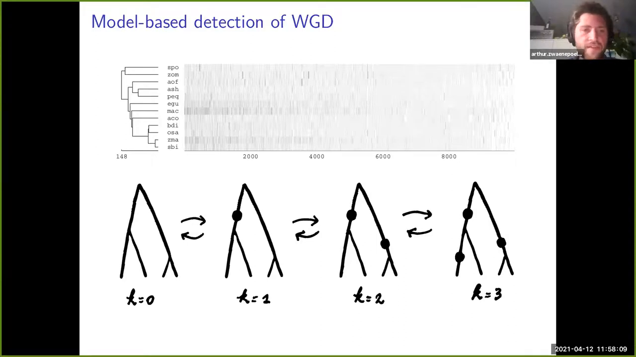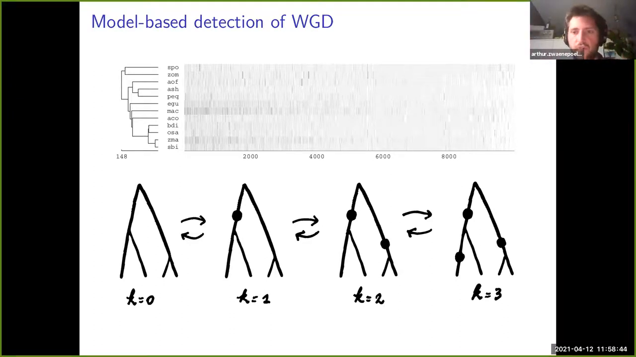But then also the monocot data set, what about it? I told you in the yeast data set, it's easy to see where the whole genome duplication is, and we can use this easy approach of testing it. But where would we even start with the monocot data set? At some point, I implemented a program to do this kind of model-based detection, where we don't have to identify whole genome duplications a priori across the tree.